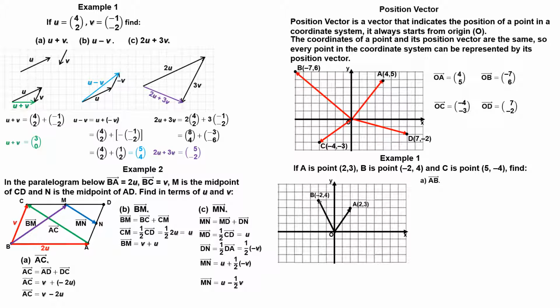We want a vector that starts at A and ends at B. AB is AO plus OB. AO is minus OA. Let's draw the vector AO. Remember, where the first vector ends, the second vector starts.